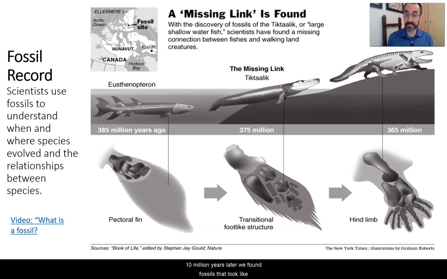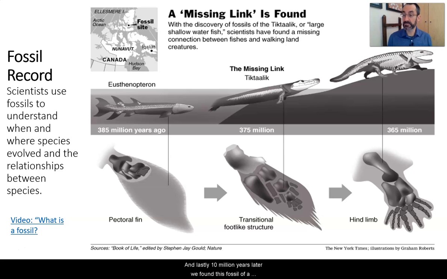10 million years later, we found fossils that started having limbs that looked even more like ours. You can look at the picture of the fin underneath it, and you can see there are bones in there that are similar to the humerus, to the radius and the ulna, to the carpals and the metacarpals. We're starting to see bones that are similar to the forelimbs that we find in all animals with backbones.